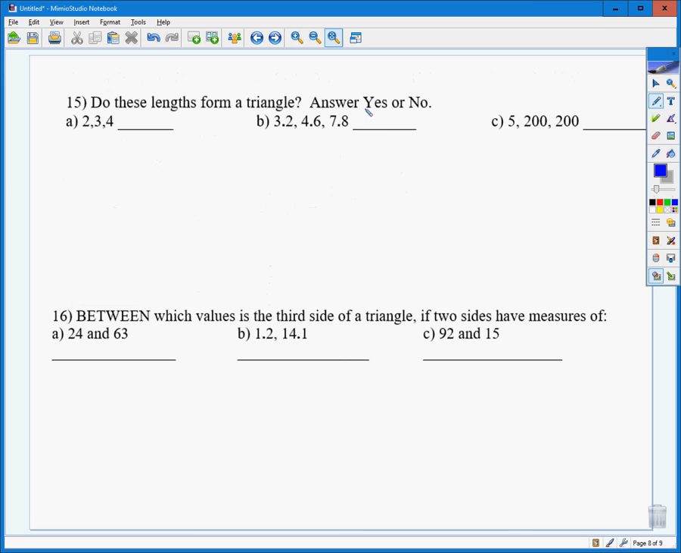Do these form a triangle? Be sure to show your work. 2 plus 3 is greater than 4. The two shortest is greater than the longest. So the answer to this is yes.